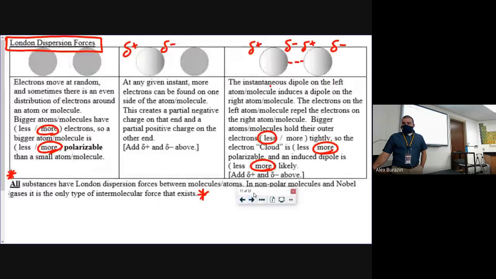London dispersion forces. London dispersion forces are very kind of abstract to explain. These are the ones that are in everything. All substances have London dispersion forces. They are the weakest type of intermolecular force, and they occur because there's random motion of electrons. When the electrons are just randomly moving, you get these little partial charges, and then you get these tiny little attractive forces, which are called London dispersion forces.